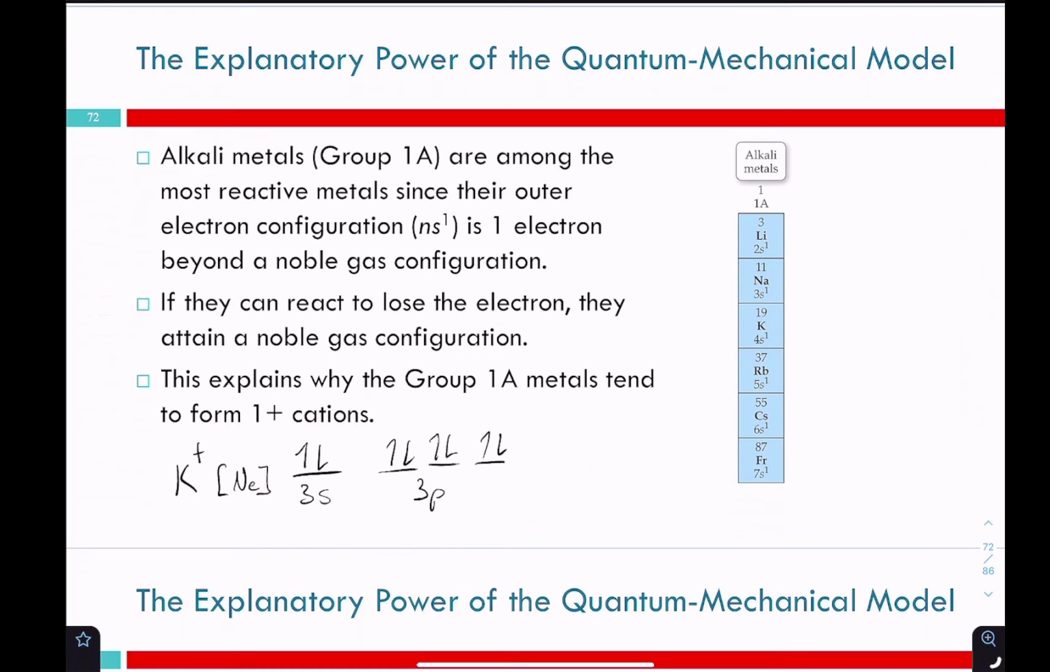All of the elements in the first group do this. That's why they all have 1 plus charges that they form. And if you have something in the second column, group 2, they all form what charge? 2 plus charges. That's because if they lose 2 electrons, so if we went from potassium over to calcium, it can lose 2 electrons, and then it'll have this same electron configuration, which is a stable electron configuration because it's the same as argon. And that's why all of those group 2 metals will form 2 plus charges, because they can get to these 8 valence electrons.